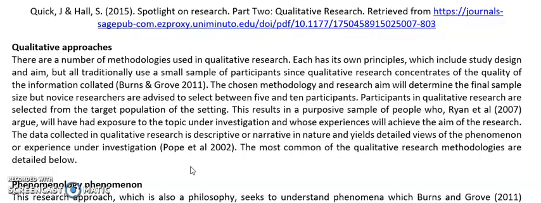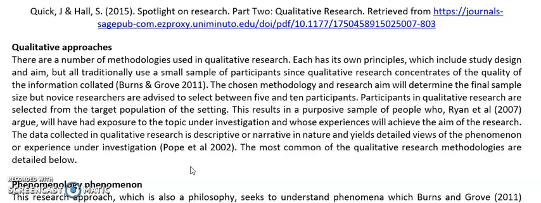Qualitative approaches. There are a number of methodologies used in qualitative research. Each has its own principles, which include study design and aim, but all traditionally use a small sample of participants since qualitative research concentrates on the quality of the information collected (Burns and Grove, 2011). The chosen methodology and research aim will determine the final sample size, but novice researchers are advised to select between 5 and 10 participants.